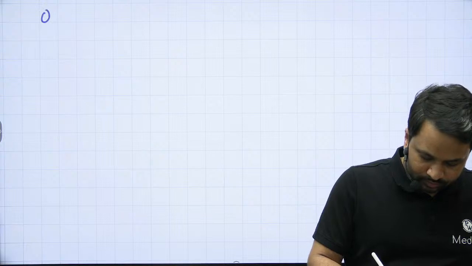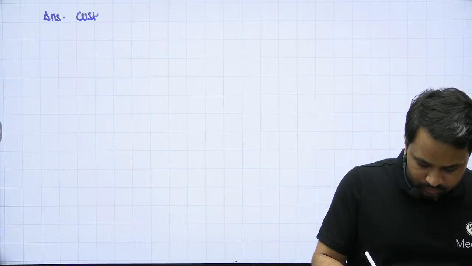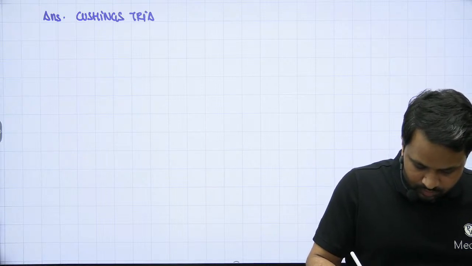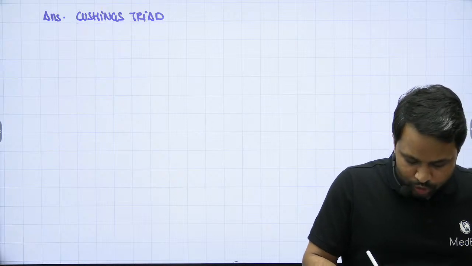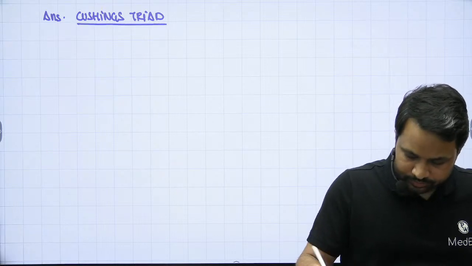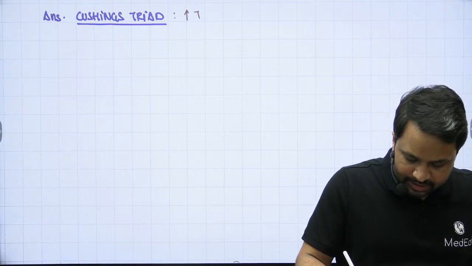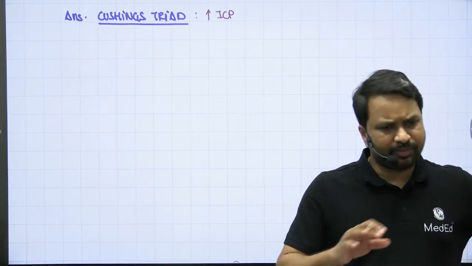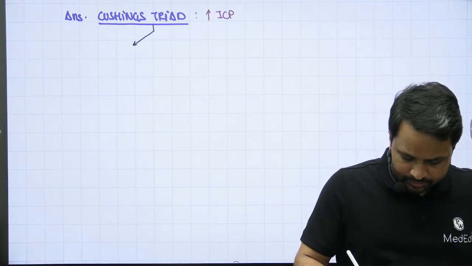Then comes Cushing's triad. They have asked you the question on Cushing's triad. So basically Cushing's triad is seen in increased intracranial pressure. Cushing's triad is seen in increased intracranial pressure. It could be of any reason. What are the three components of Cushing's triad?